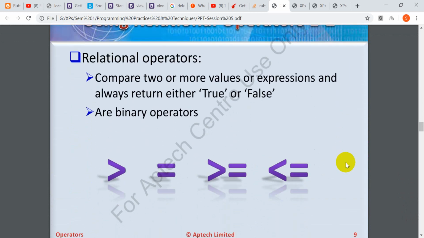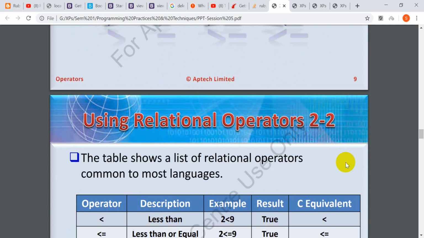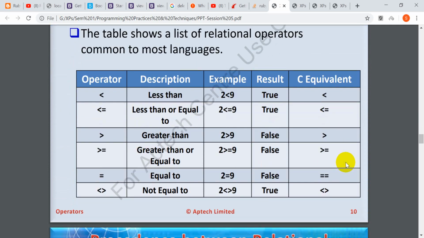Relational operators compare two or more values or expressions and always return either true or false. They are binary operators: less than, less than or equal to, greater than, greater than or equal to. These are called what? Relational operators. This table shows the list of relational operators common in most languages. This is how they are used in any language. This is less than, right? This is greater than or equal to.